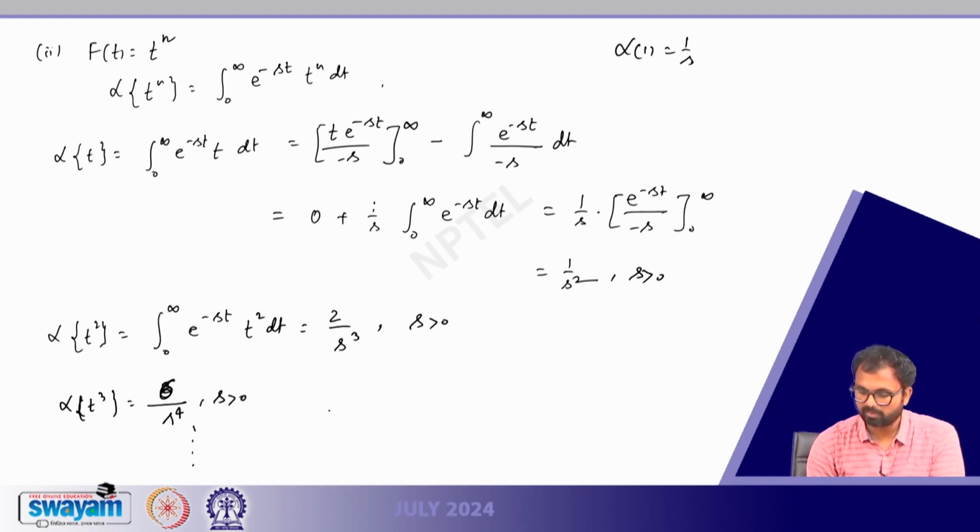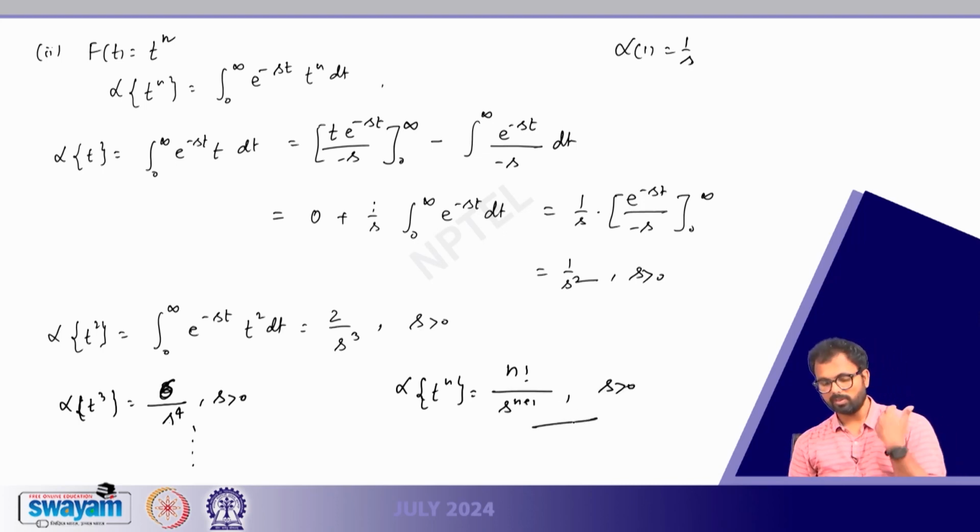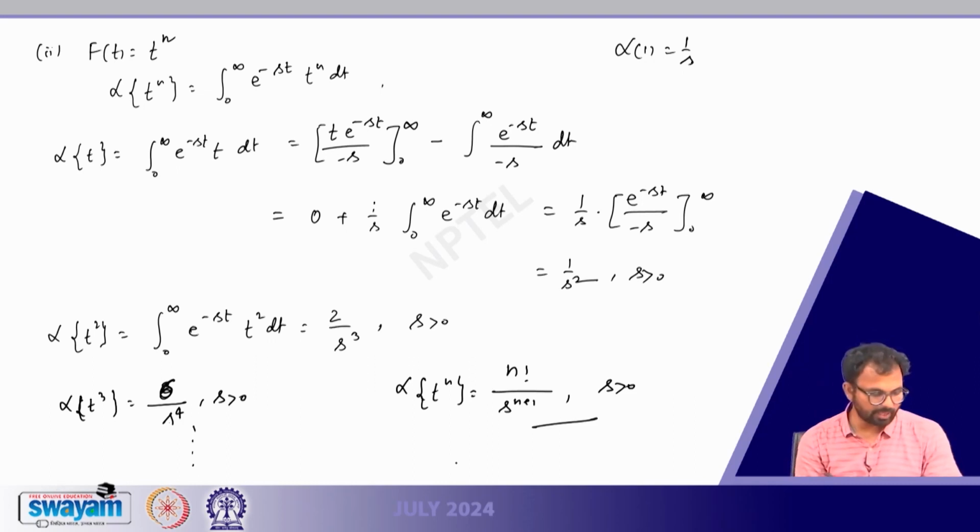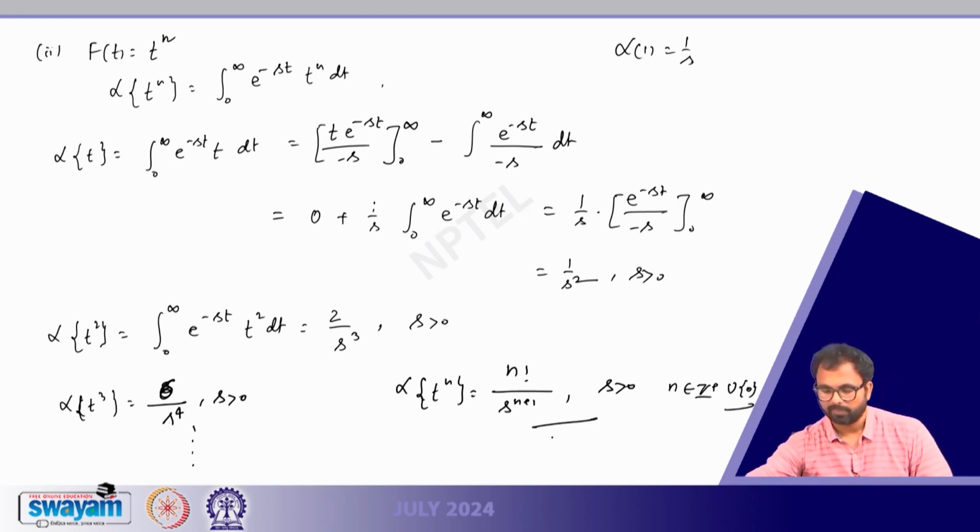So if you keep on doing this by induction, we can write the Laplace transform of t to the power n is factorial n by s to the power n plus 1, where s is positive. So this is the general formula. If you put n equals 3, it will be factorial 3, that is 6, divided by s to the power 4. Here n is any positive integer, of course, and 0 also, for that also it is valid.